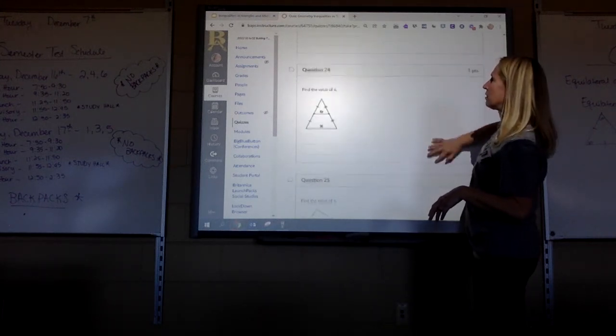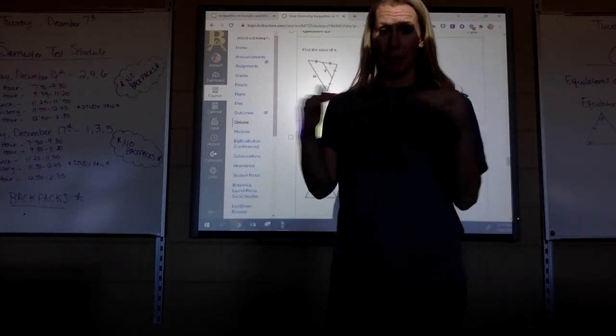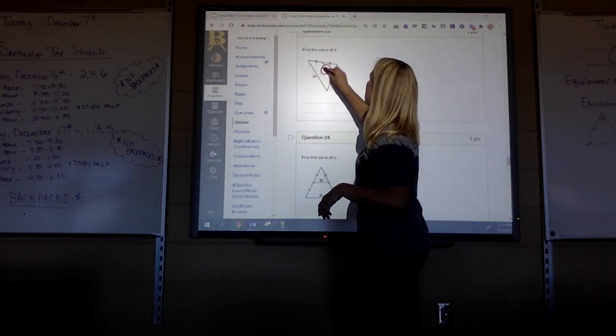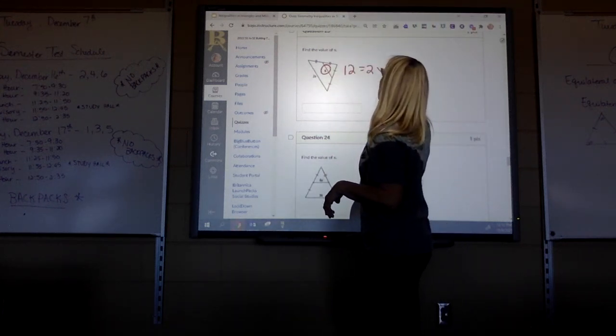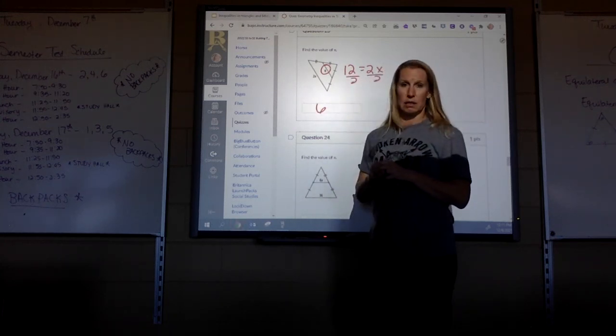Then you will have some midsegment problems. So like I say, I take my midsegment, my middle one, and double it, times it by 2. So 6 times 2 is 12. 12 equals 2x. Divide by 2. x would be 6.